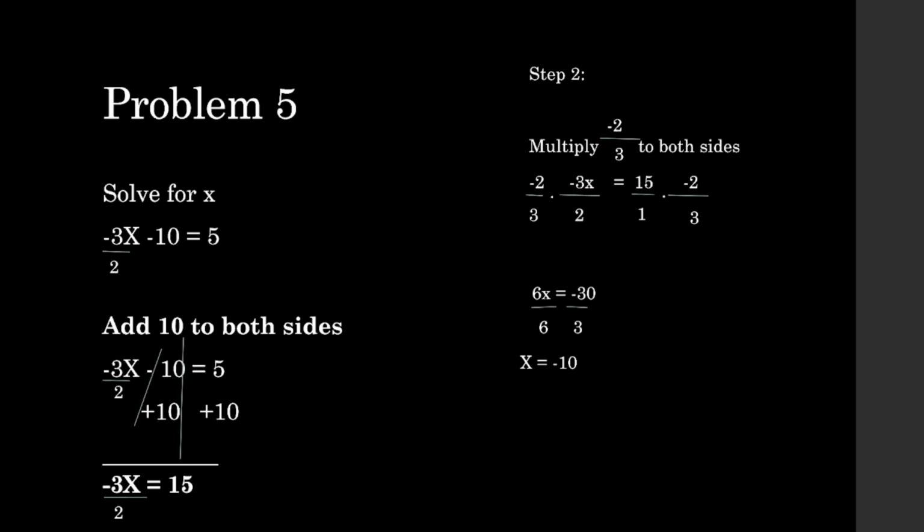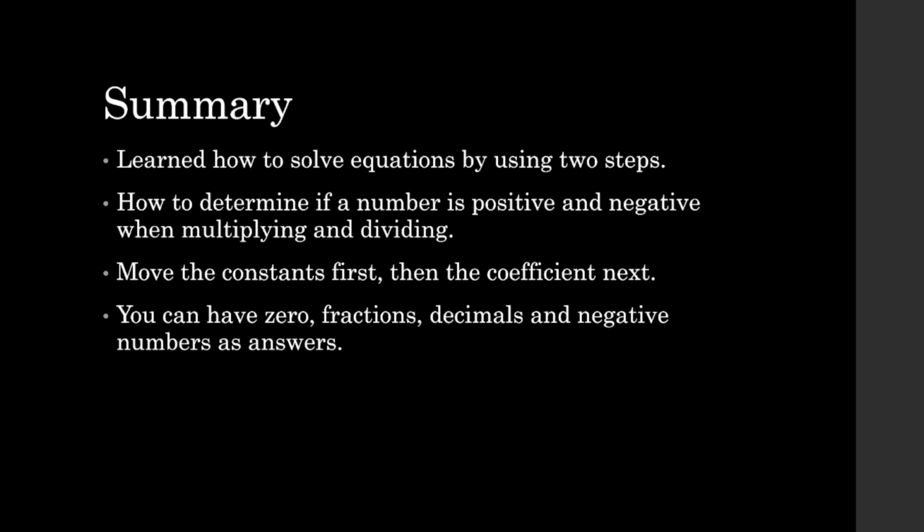When you simplify it, you get 6x over 6, and then on the right side, you get negative 30 over 3 for the right side. Negative 2 times 15 is negative 30, and 3 times 1 is 3. Simplified, you get x equals negative 10, because the 6's cancel out, and negative 30 divided by 3 is negative 10. Alright, so we have reached the end of the video.